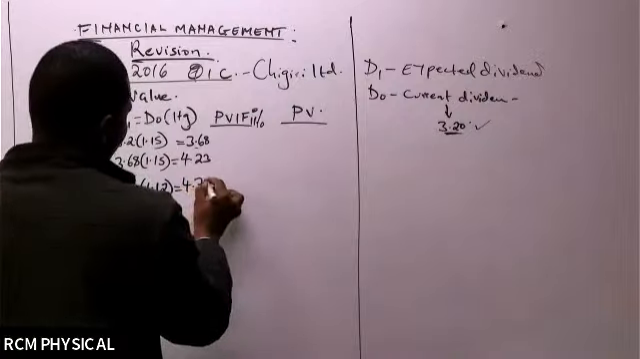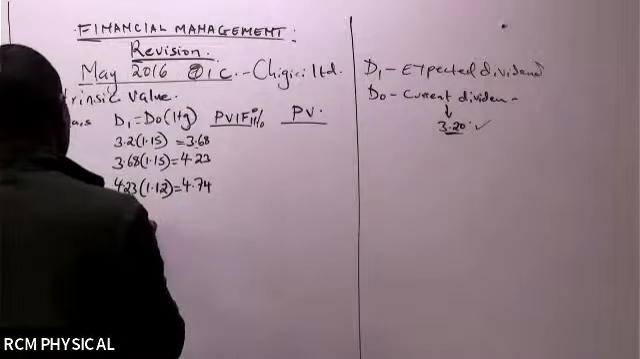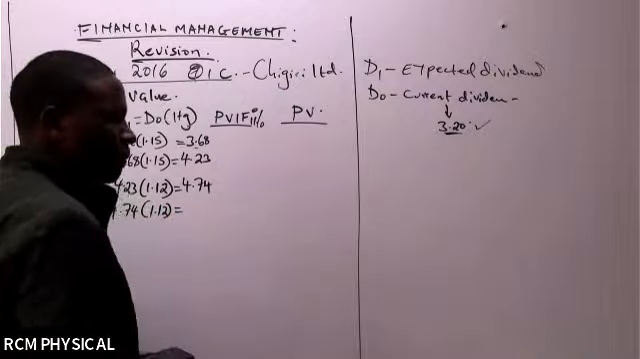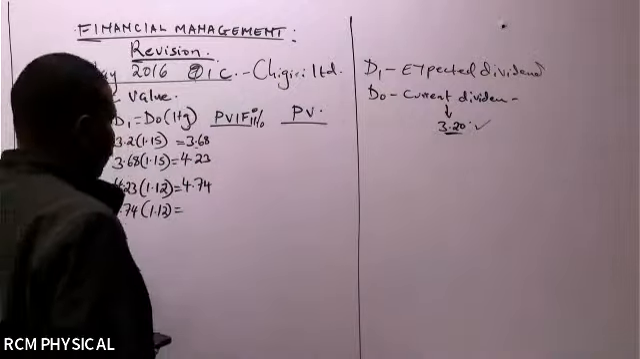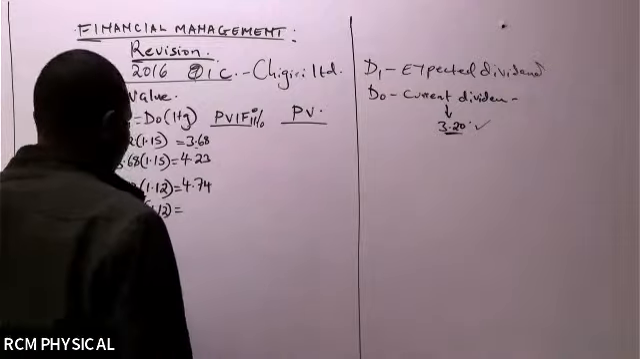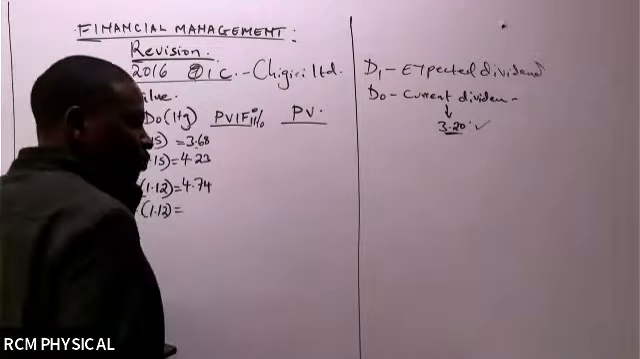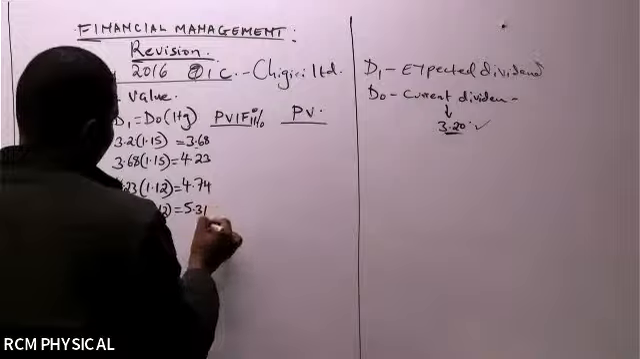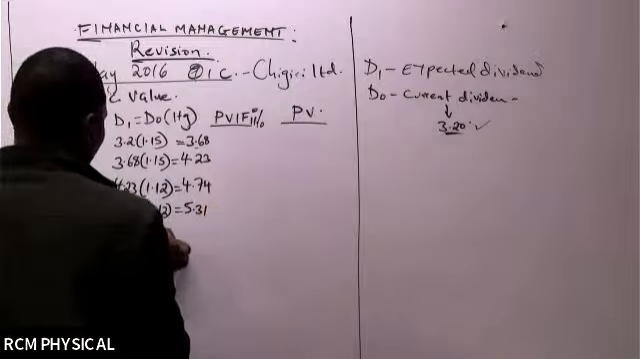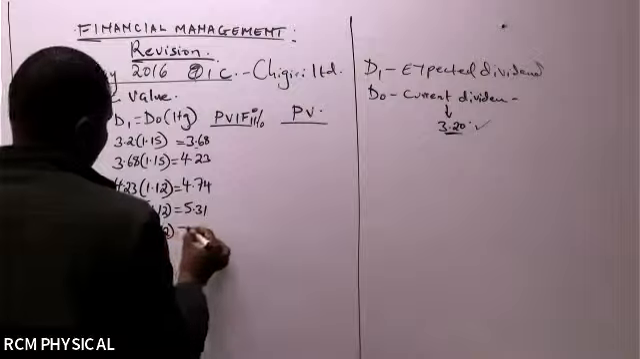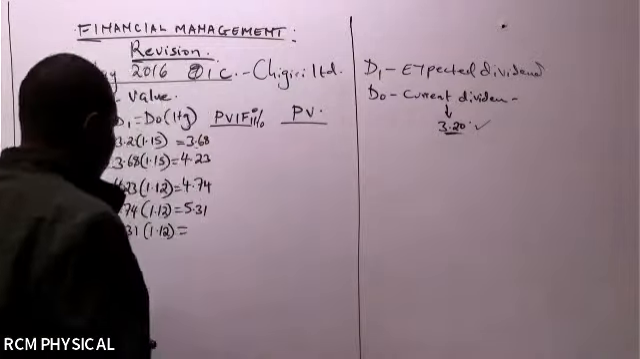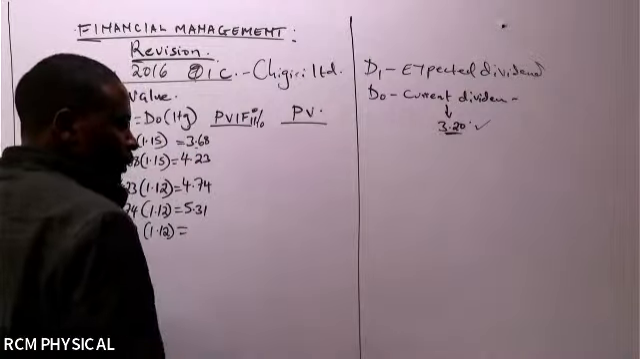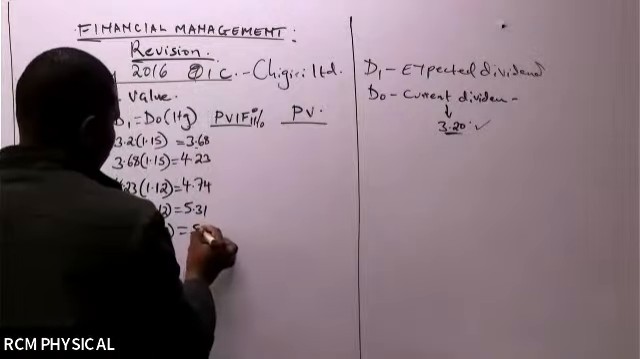4.74. Then year 4, we have 4.74. It is growing at the same rate of 12%. What will it be? 4.74. Now this one will grow at the same rate of 12%. So what will it be? Year 4: 5.31. 5.31 grows at the same rate of 12%. What will it be at the end? The second last is 5.95.